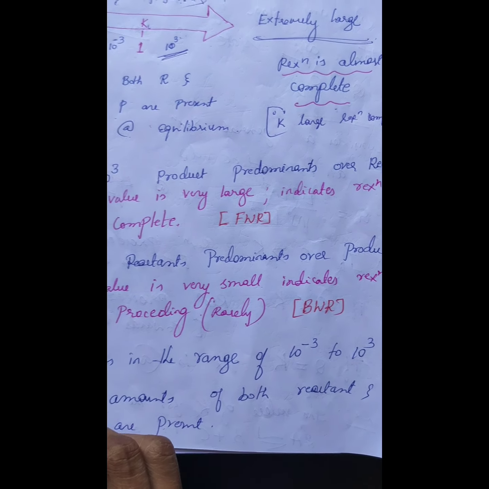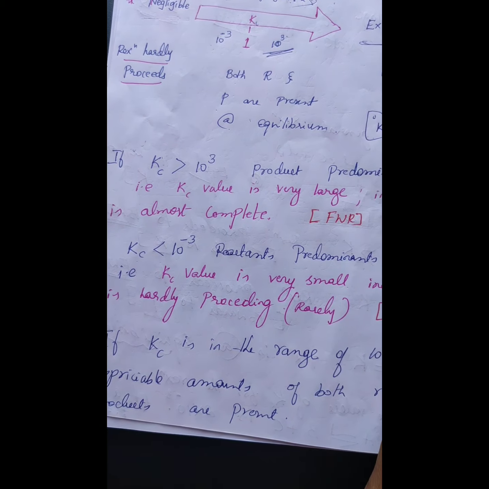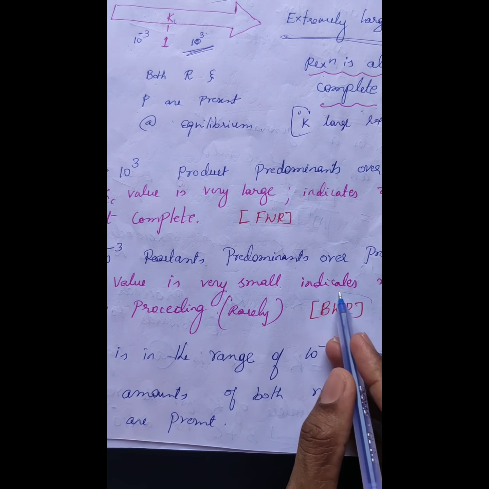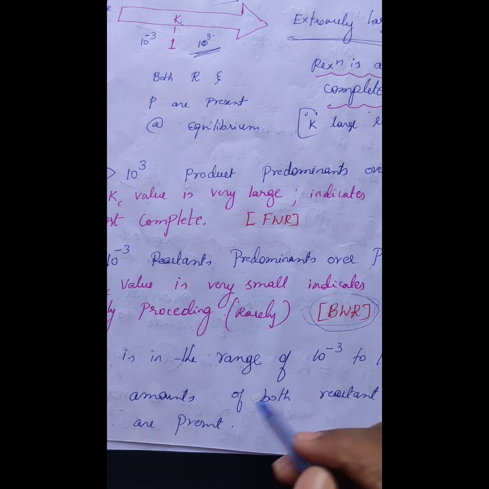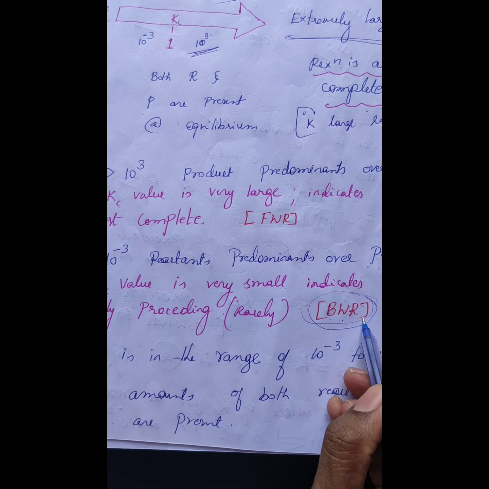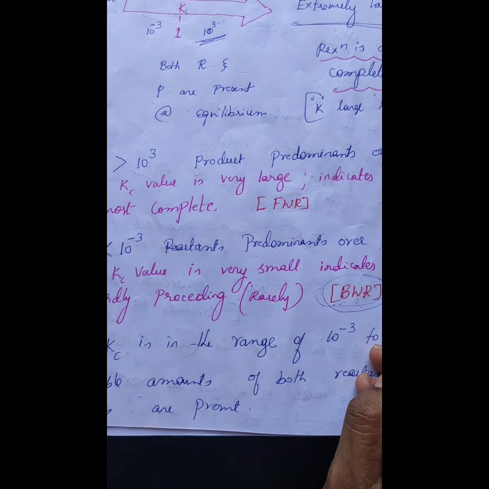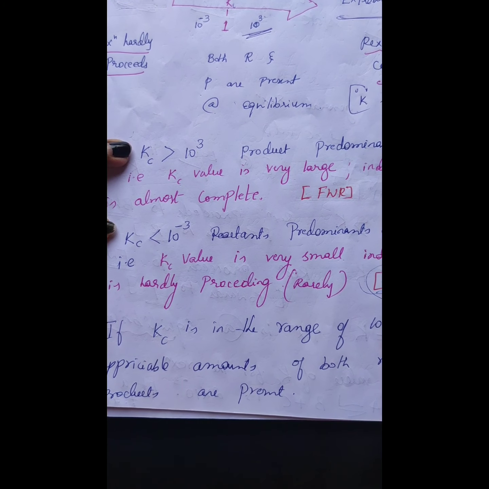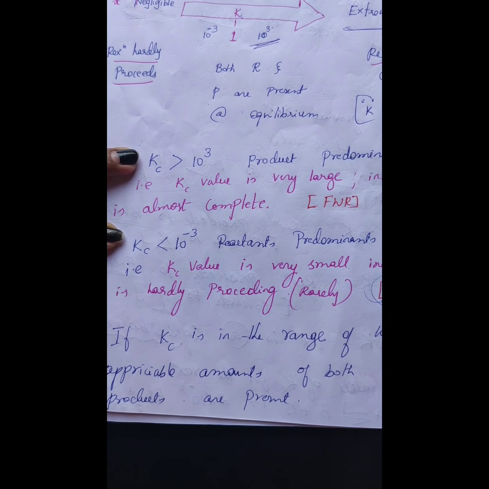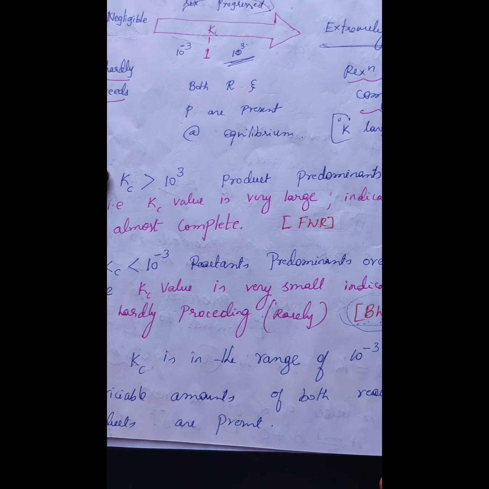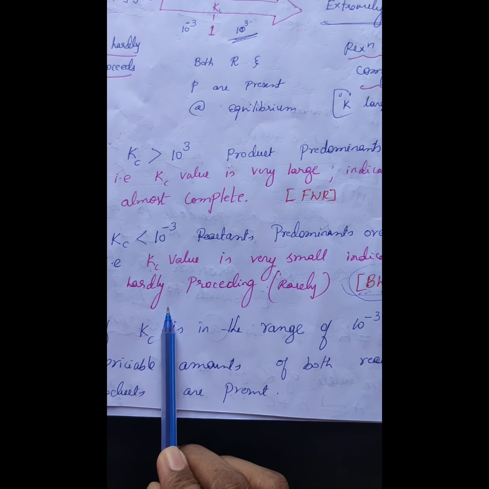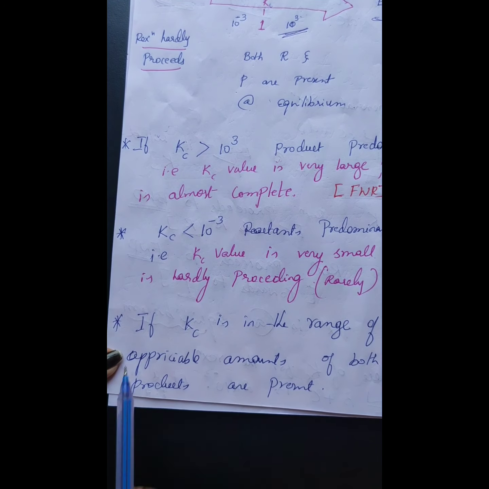I mean, the reaction is hardly proceeding or rarely taking place. So based on that, we say the backward reaction is favorable. BWR stands for backward reaction. Those two values, the magnitude of K, decide which particular direction the reaction will take place, forward or backward.